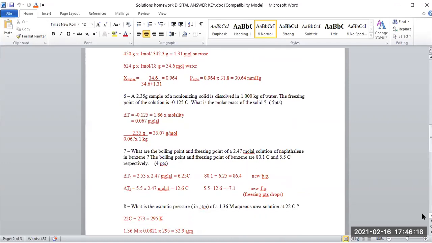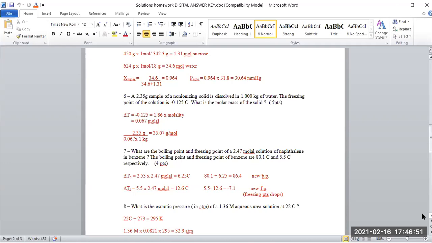Same equation, slightly different approach. This time I gave you the molals of your naphthalene and benzene. Note the order in which these are written: naphthalene in benzene. Benzene is your solvent. Naphthalene is your unknown. You don't actually need to know what the naphthalene's values are. It just happens to be your solvent.